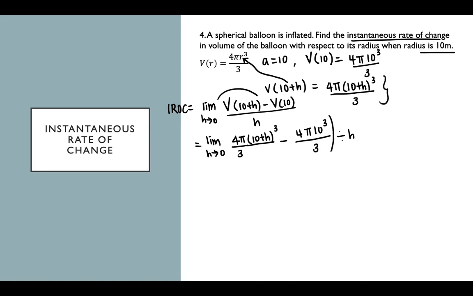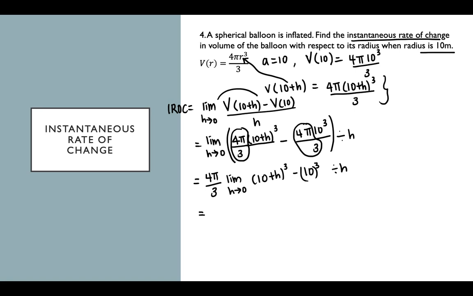Now keep in mind, if you take a look closely, that we have a common factor, 4 pi over 3, for both of them. So I'm going to factor 4 pi over 3. When you factor it out, it goes right in front of the limit. So 4 pi over 3, limit h approaches 0, it's going to be 10 plus h cubed minus 10 cubed, and then divided by h.